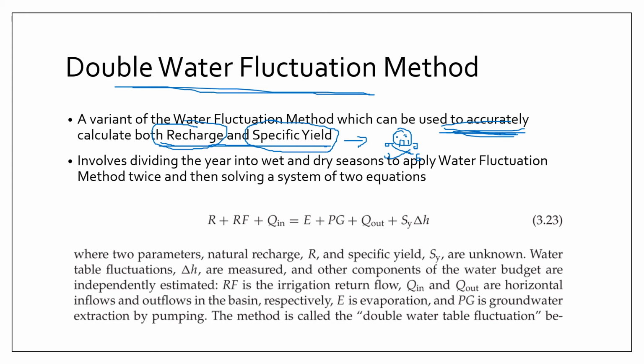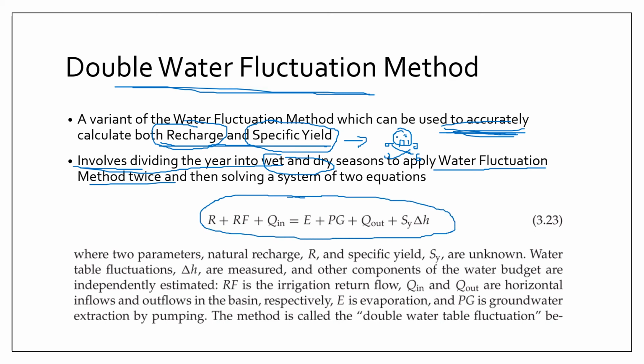And what happens in this method is we divide the year into two seasons. We divide them into wet and dry seasons. And then we apply the water table fluctuation method twice. Okay? So what happens is we plug in values into this equation.